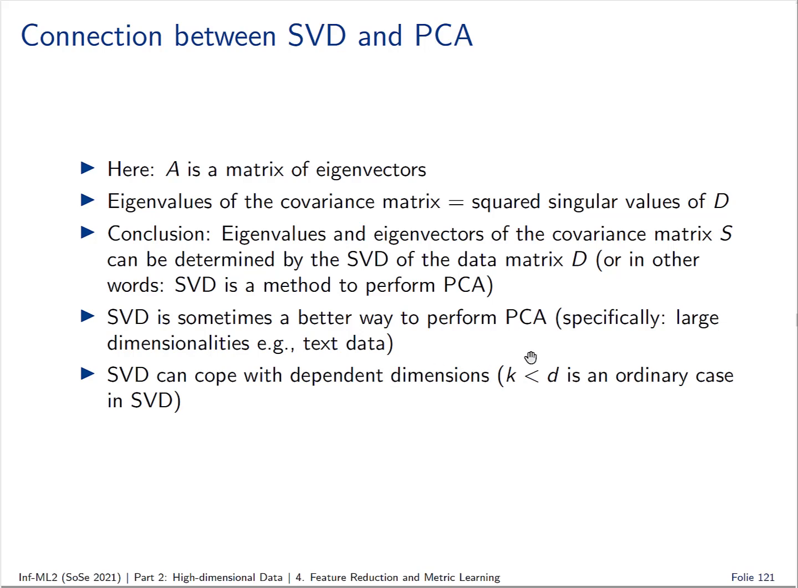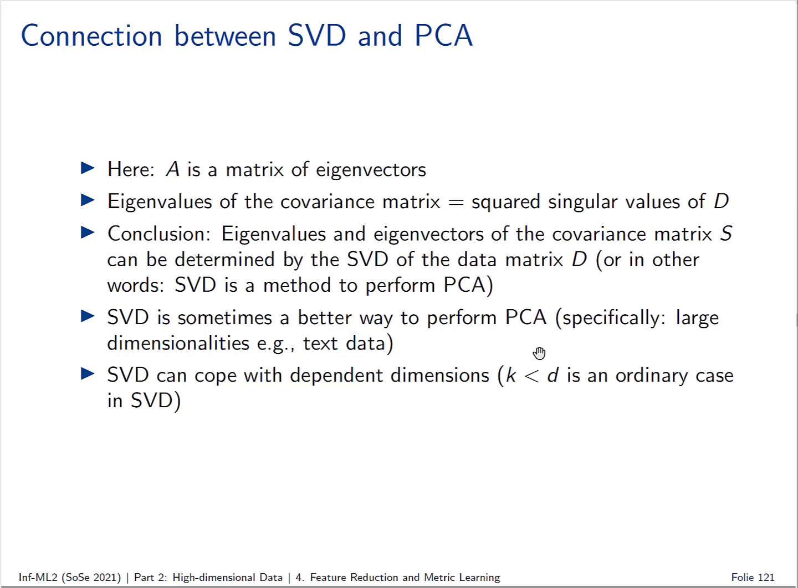In PCA, having dependent dimensions is a kind of special case, and in SVD it's the normal case. SVD assumes that the rank of the data matrix is smaller than D. So K smaller than D is the normal case in SVD, and in PCA that is typically the exceptional case. That's why SVD can sometimes be more stable than PCA.